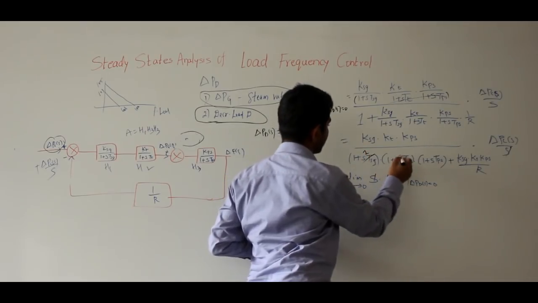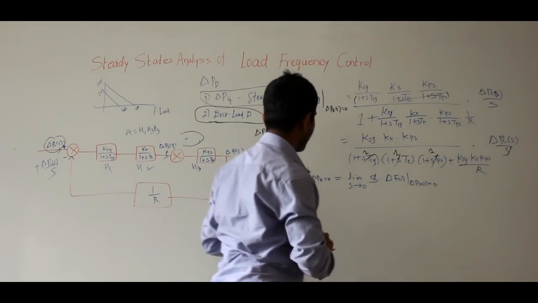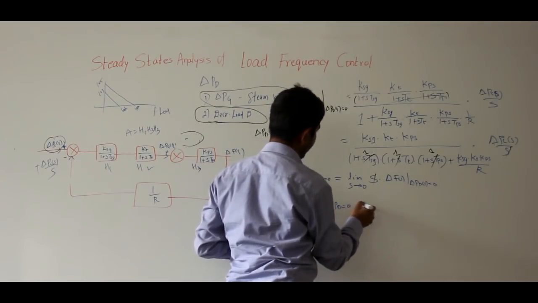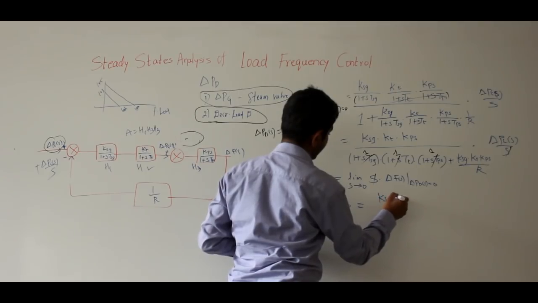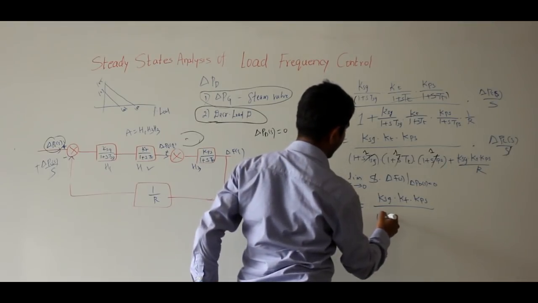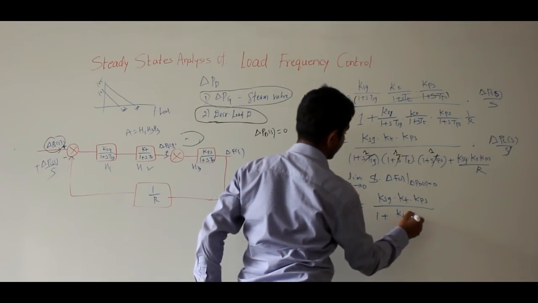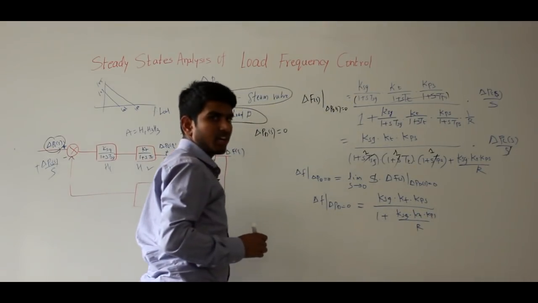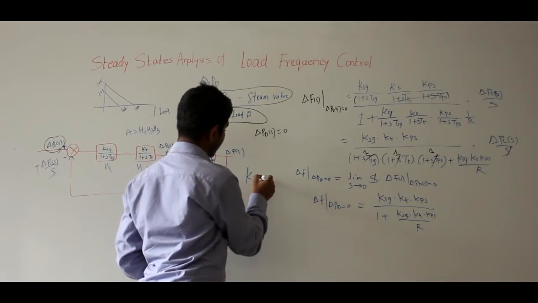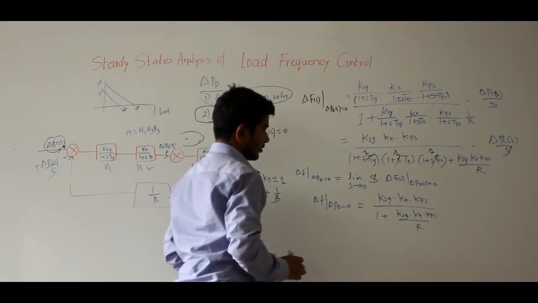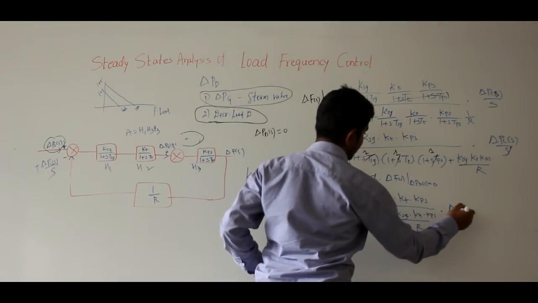So this term will become 1, this term will become 1, this term will become 1, and you are left with your delta F at delta PD is equal to 0. It can be given by KSG into KT into KPS upon 1 plus KSG KT KPS upon R. And again, earlier we have assumed that your KSG into KT is approximately equal to 1, and your KPS will be equal to 1 by B. So this is into delta PC.